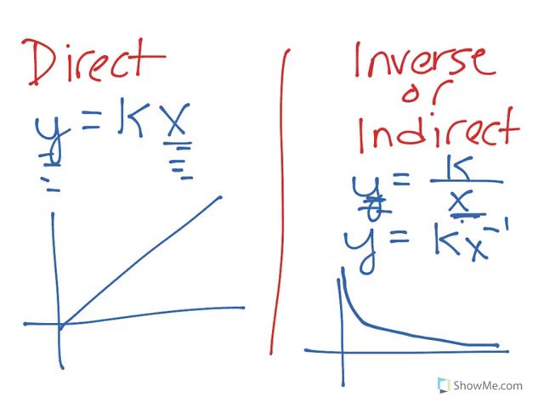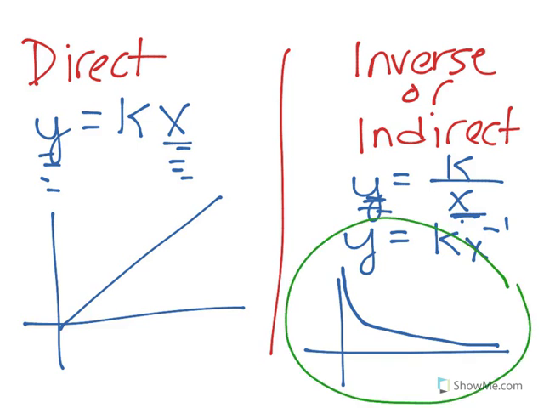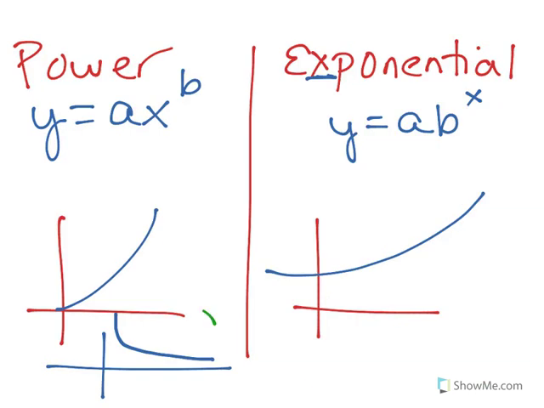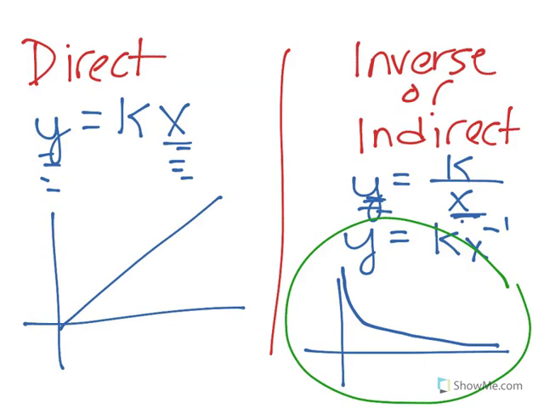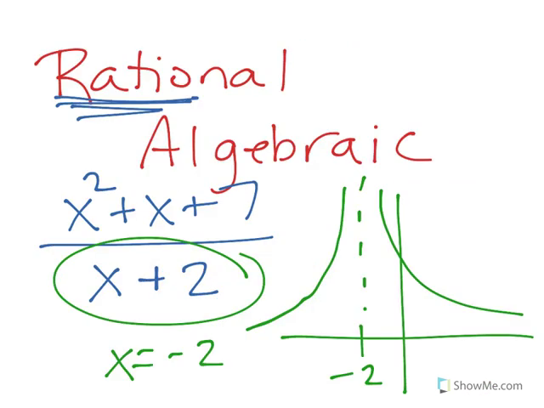You'll be able to identify the rational algebraics as opposed to the inverse variations or the power functions. The indirect or inverse functions and the power functions are going to be nice and even in the quadrant, always. Where the rational algebraic expressions are going to be a little wacky. They may be all over the place. You'll know that's a rational algebraic expression.